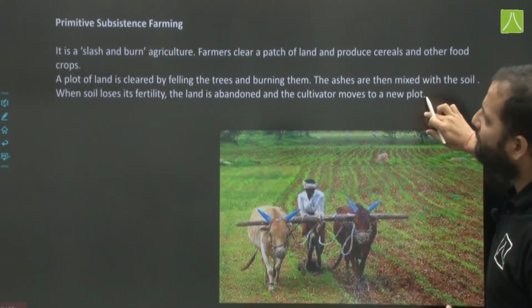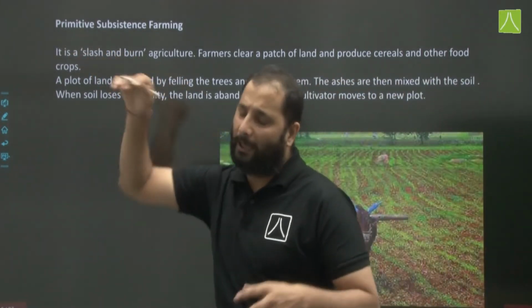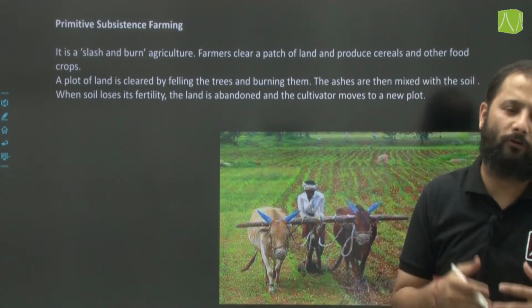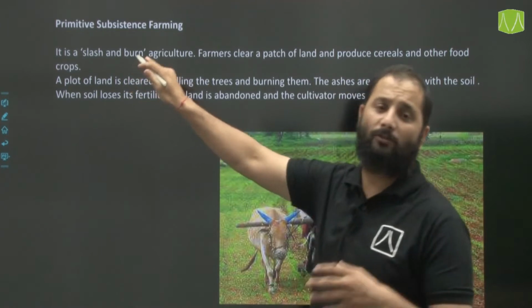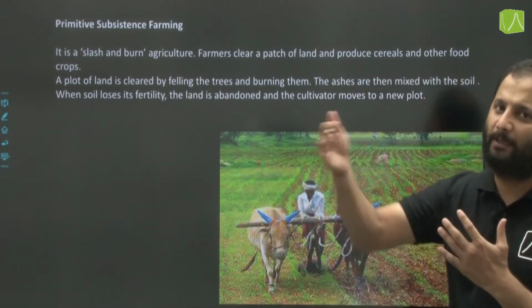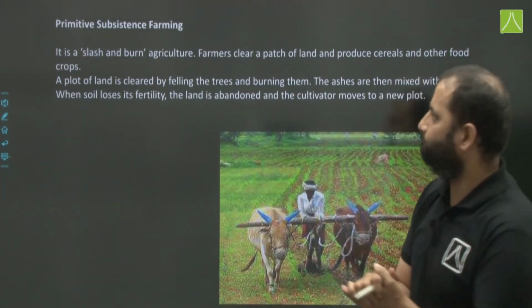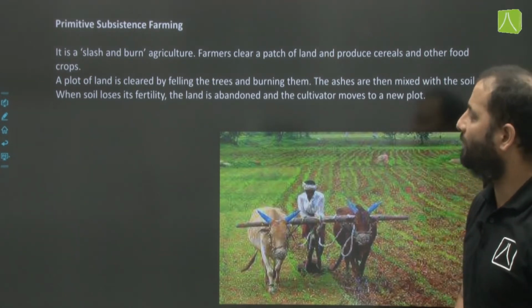Second is your primitive subsistence farming, that is, as the name suggests, primitive. In this type of farming basically old methods or traditional methods are used for farming. It is also known as slash and burn agriculture or shifting agriculture, and also known by different names in different parts of the country as well as in different parts of the world. For example, jhumming, it is known in northeastern states.